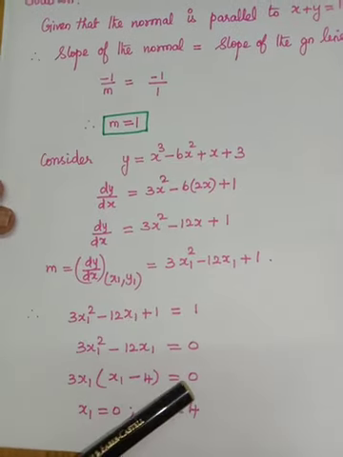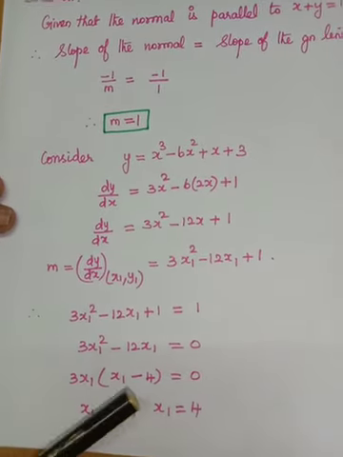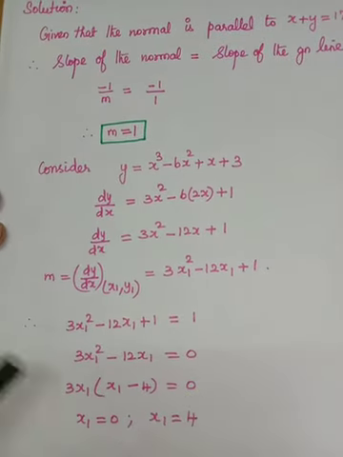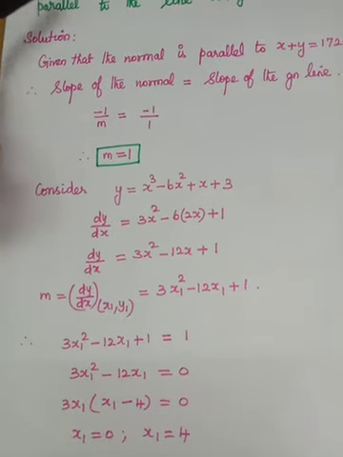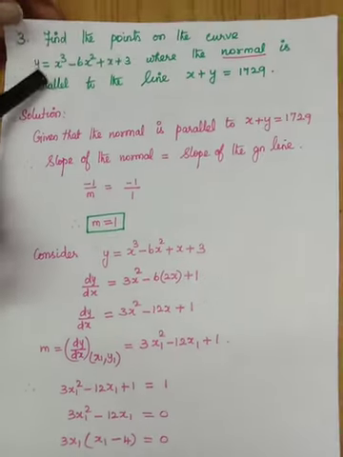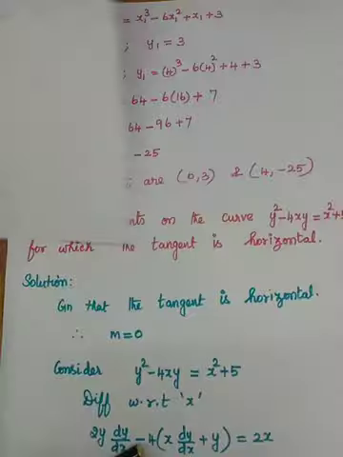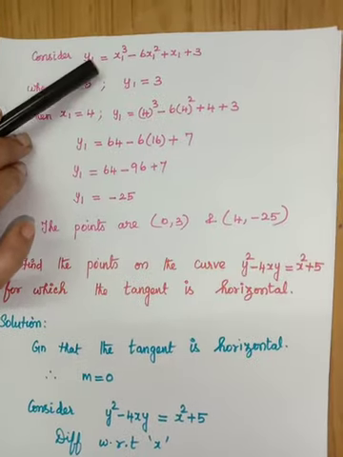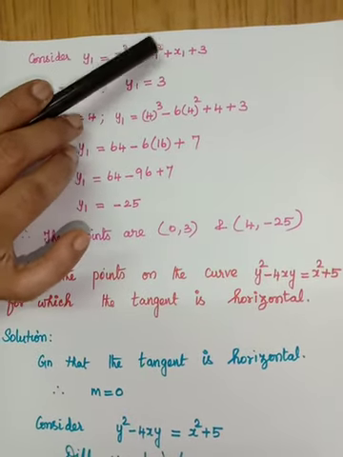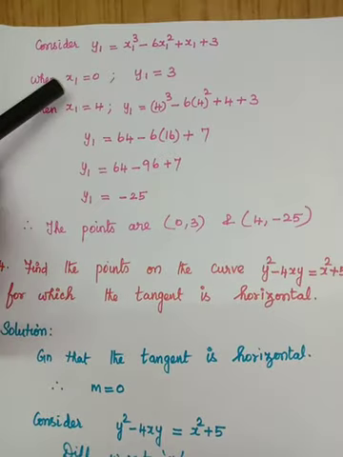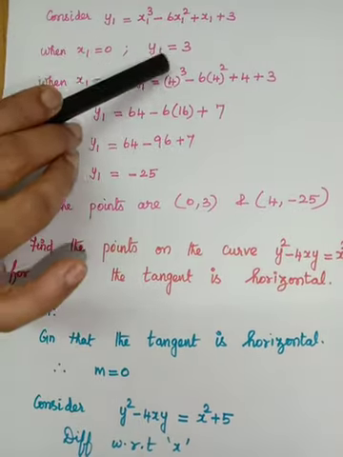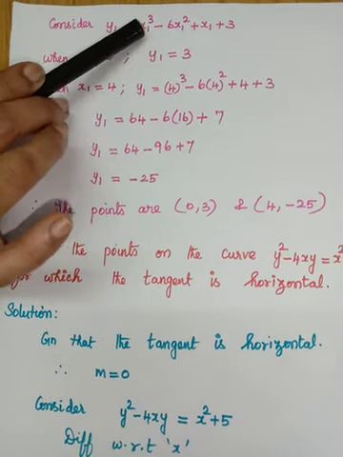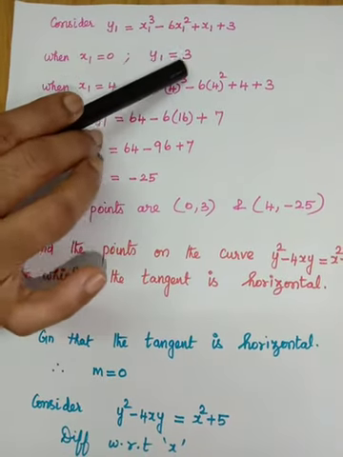So 3x1 is equal to 0 means x1 is equal to 0. x1 minus 4 is equal to 0 means x1 is equal to 4. You take the curve. And since x1, y1 is a point on the curve, the curve becomes y1 is equal to x1 cube minus 6x1 square plus x1 plus 3. So take the first point x1 as 0. If we substitute, y1 is equal to 3.